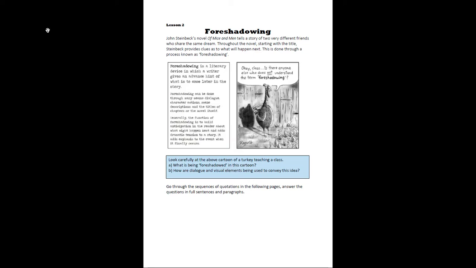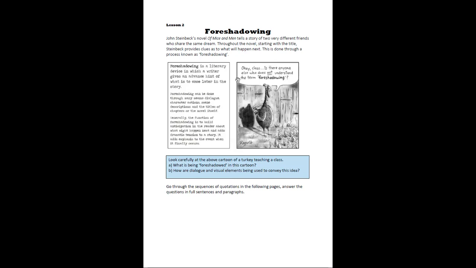So we've got here a description of the technique. Foreshadowing is a literary device in which a writer gives an advance hint of what's to come later in the story. Foreshadowing can be done through many means: dialogue, character actions, scene descriptions, and titles of chapters, or the novel itself, as we can see here with Of Mice and Men. Generally, the function of foreshadowing is to build anticipation in the reader about what might happen next, and adds dramatic tension to a story. It adds emphasis to the event when it finally occurs.